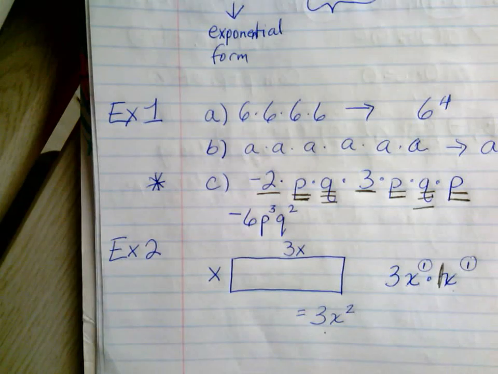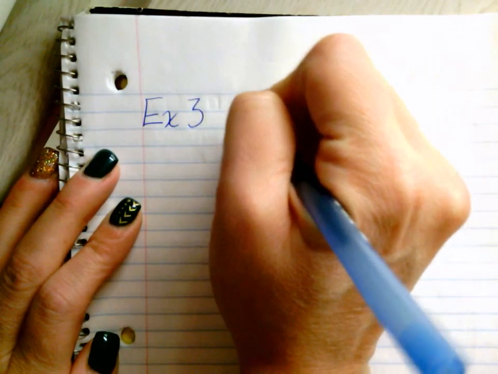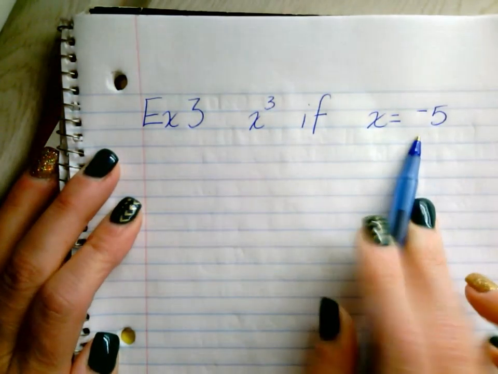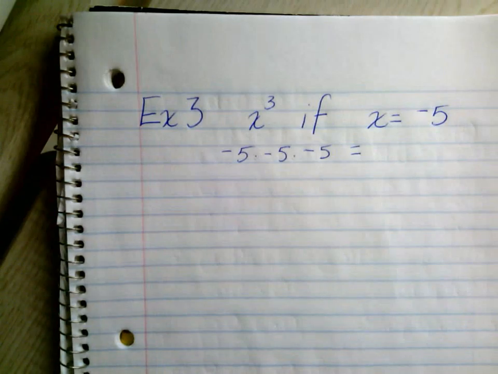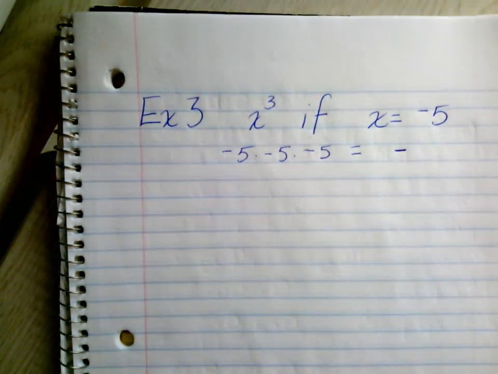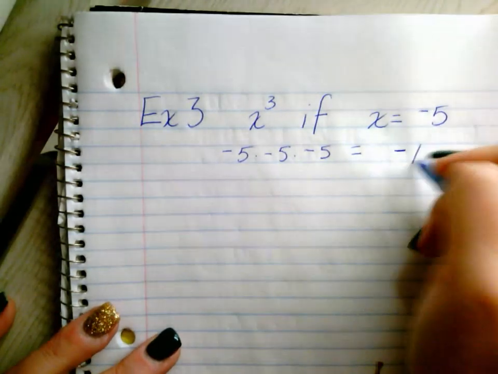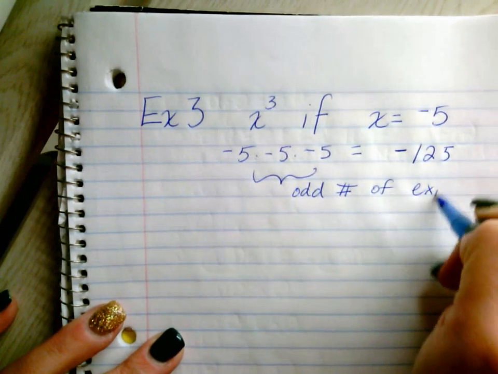Moving on. Example 3. If you are given x cubed and they tell you to evaluate it, that's like saying -5 times -5 times -5. Okay? I have an odd number of negatives, which means my result is going to be a negative answer. Okay? If it was just this, 5 times 5, or -5 times -5, it would be a positive answer. So, 5 times 5 times 5, -125, because there is an odd number of the exponent.